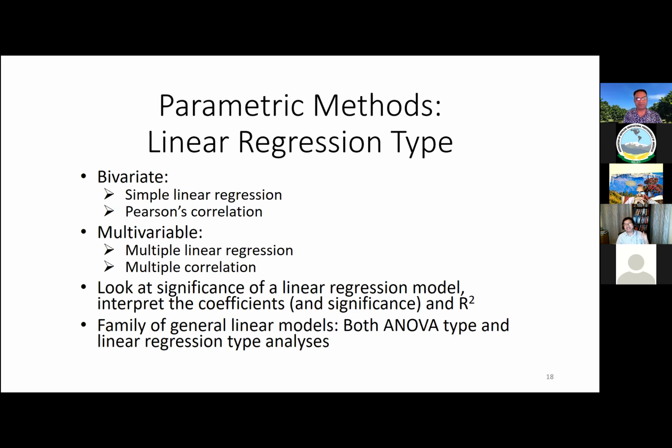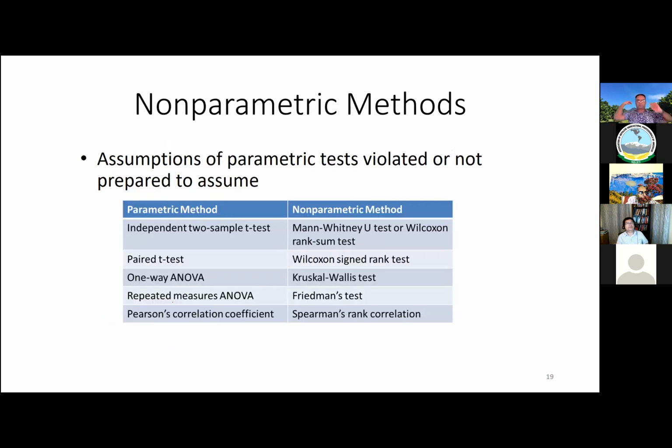Then these are all called general linear models. So both ANOVA type and linear regression type analysis can be called general linear models. So a lot of, or I guess, if not all, analysis of variance type models can be analyzed using regression techniques. They are related, basically. Statistically, they are not any different, right?